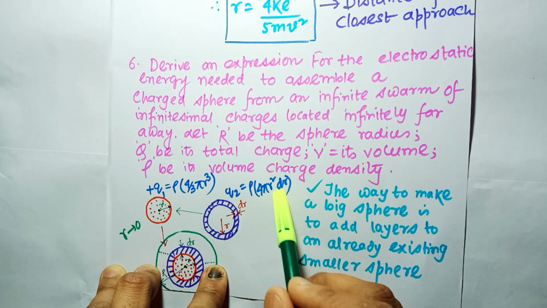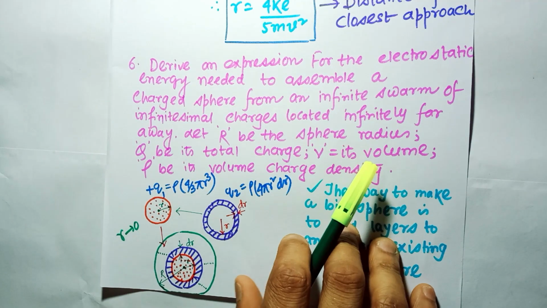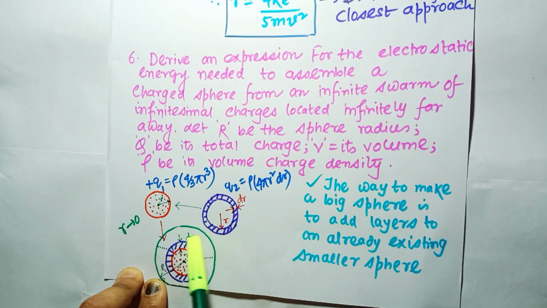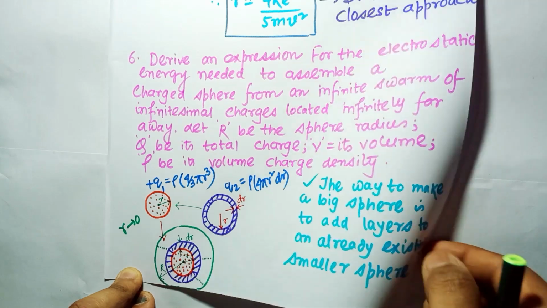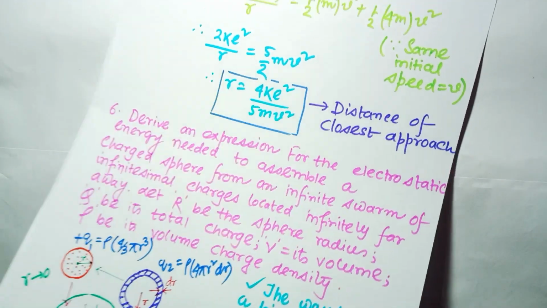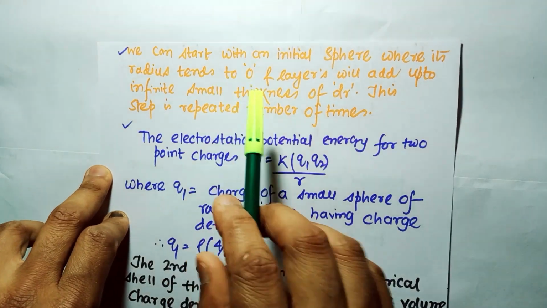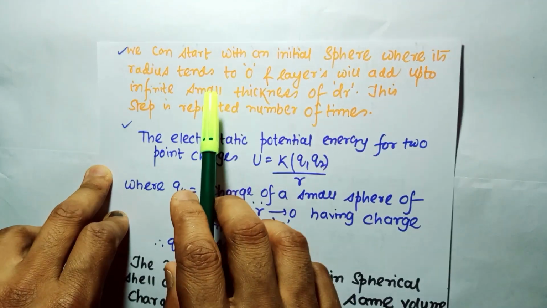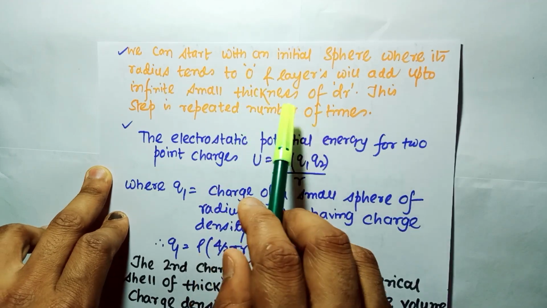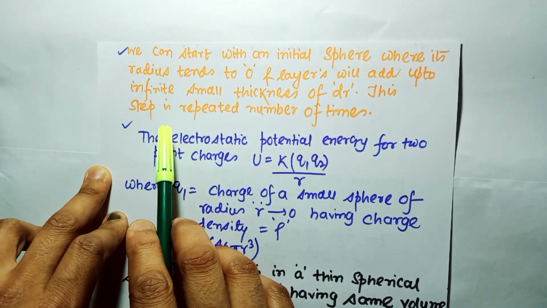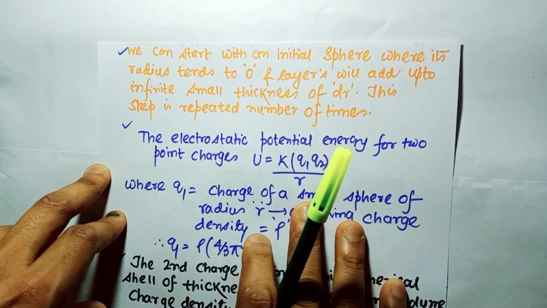So this is the volume. You can see if they add up, it will become like this, and I need to add this layer many more times, so it becomes a radius of capital R, a big sphere. Initially, we can start with an initial sphere whose radius tends to 0, and the layers will add up with infinitely small thickness dr. This step is repeated a number of times that I have already discussed.